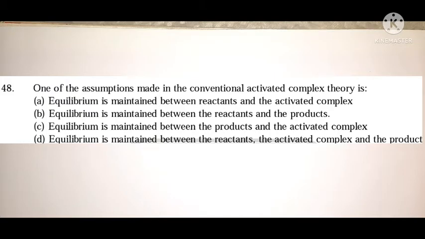Okay friends, the next 5 questions are from June 2012, remember. This question is for 2 marks, and it says: one of the assumptions made in the conventional activated complex theory is... and we have 4 options. The first is that equilibrium is maintained between reactants and the activated complex, and the other 3 options are similar, involving the reactants and the products, the activated complex and the products, and so on. So basically you must find which is the assumption made in the conventional activated complex theory out of these 4 options. So this is your question. Okay, let's do the solution.